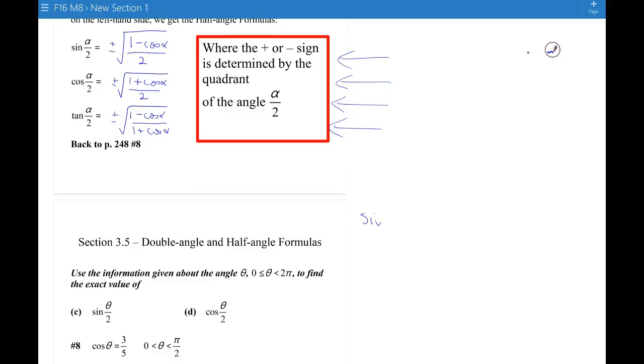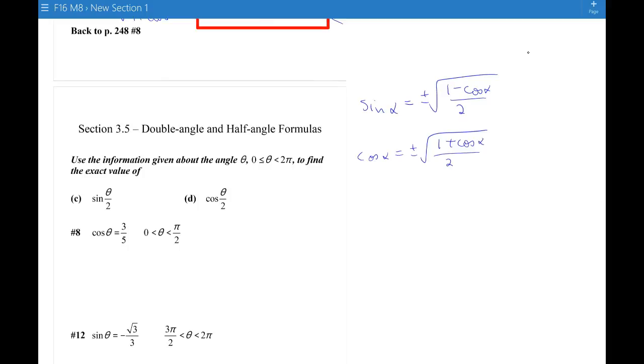Let me copy these formulas here so we can use them. Sine of alpha over 2 is plus or minus the square root of (1 minus cosine alpha) over 2. Cosine of alpha over 2 is plus or minus the square root of (1 plus cosine alpha) over 2. Okay, so let's do this example. I have that the cosine of theta is 3/5 and theta is in quadrant 1. So cosine is 3/5, so I draw my 3, 4, 5 right triangle. Theta is in quadrant 1.